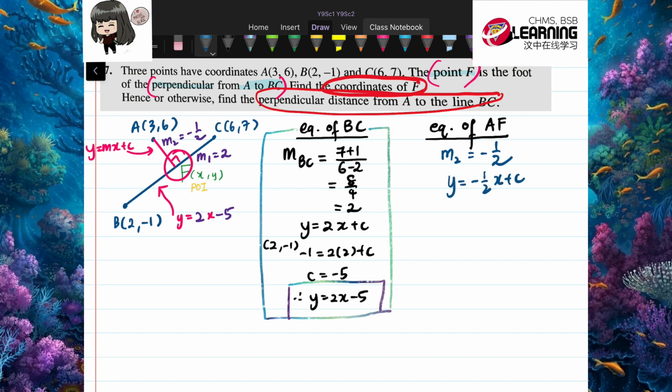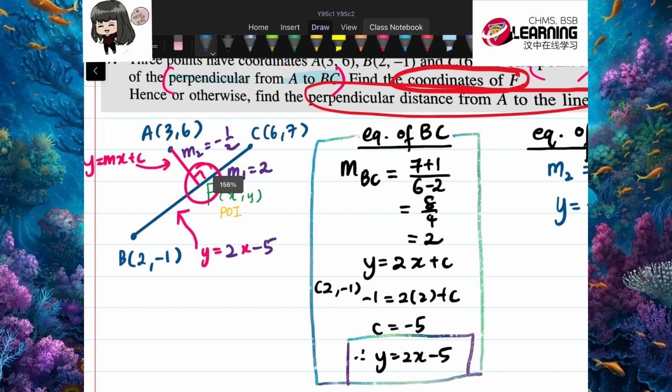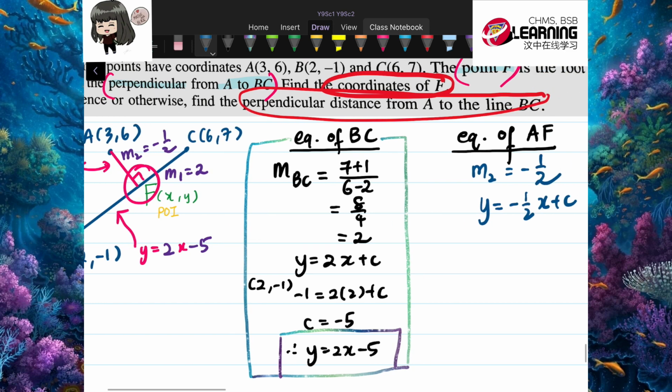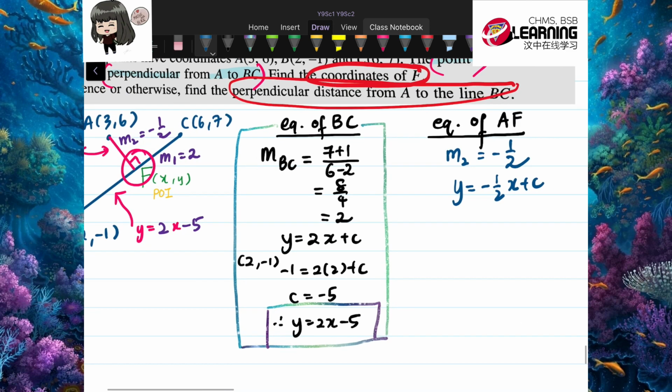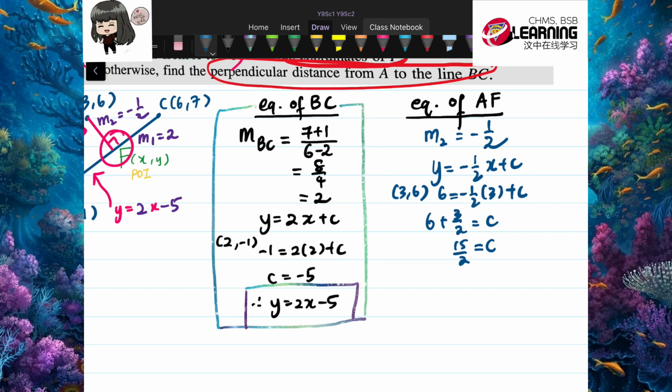What point do I use? Since we are finding the equation of AF, we're gonna use the point that passes through this line, which is A (3, 6). So I sub (3, 6) into my equation. My y is 6 and my x is 3, so my c is 6 plus 3 over 2, which is 15 over 2. You can calculate on your own first. So my equation of the line AF is y equals negative half x plus 15 over 2.